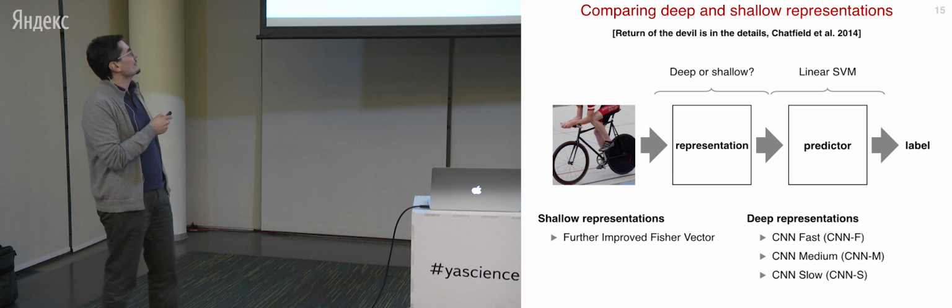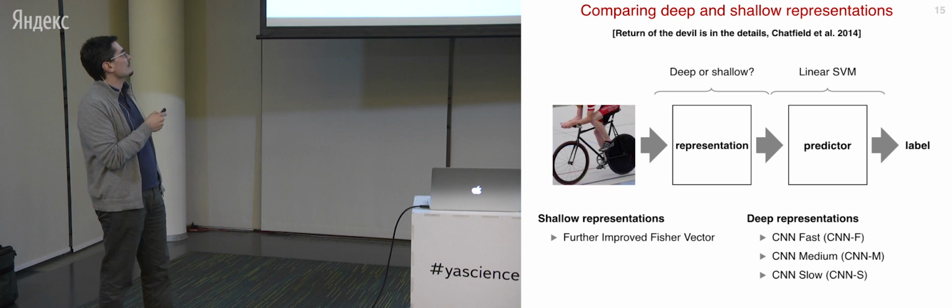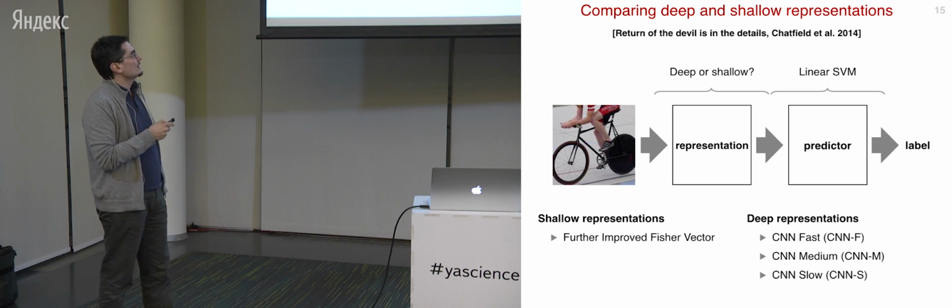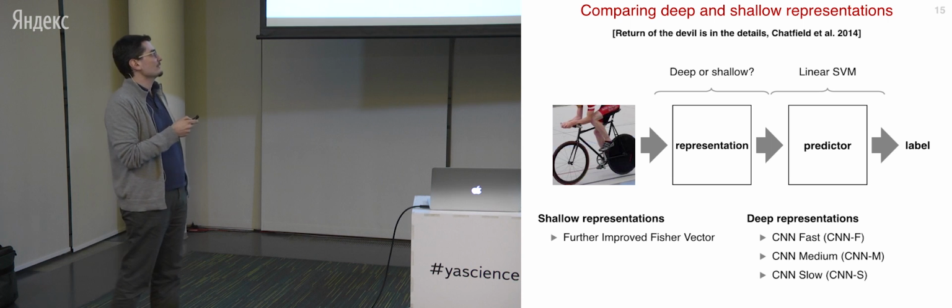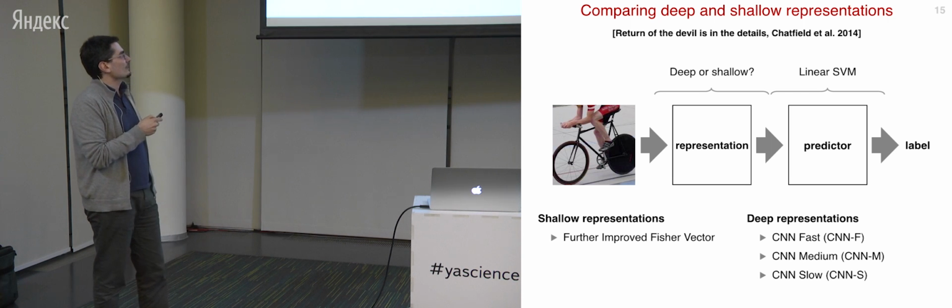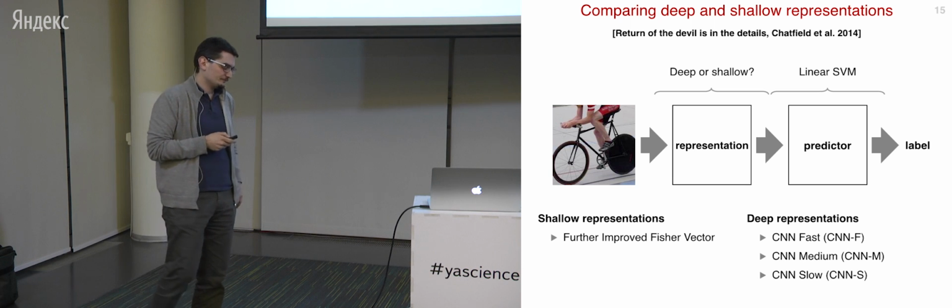So what we're going to do is now look at the case in which we have an image, and we subdivide the classification process into 2 steps: computing a representation and then computing a predictor on top of that. We're going to fix the predictor to be something very simple, a linear support vector machine. And now we are going to ask ourselves, what's the best way of obtaining this representation?